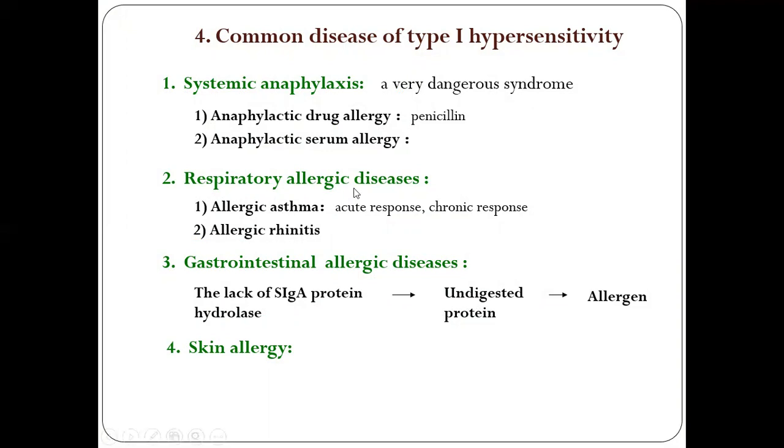And respiratory allergic diseases like allergic asthma, acute response, chronic response, allergic rhinitis, and gastrointestinal allergic diseases like lack of serum immunoglobulin A protein that leads to undigested protein, and then allergen hydrolyse has been released, and that leads to some of the skin allergic conditions. So the skin allergy, gastrointestinal allergic diseases, respiratory allergic diseases, and systemic anaphylaxis are the common diseases that occur in type 1 hypersensitivity reaction.